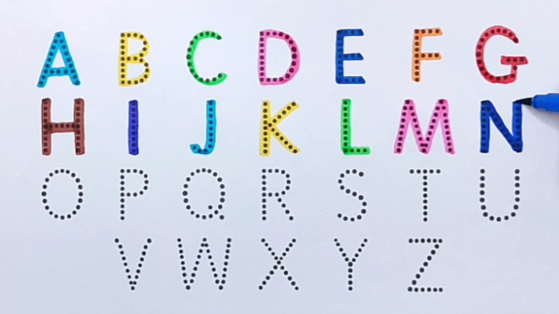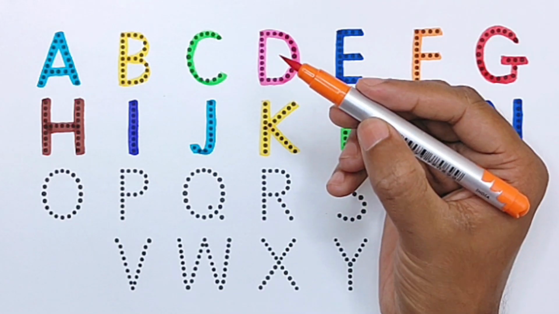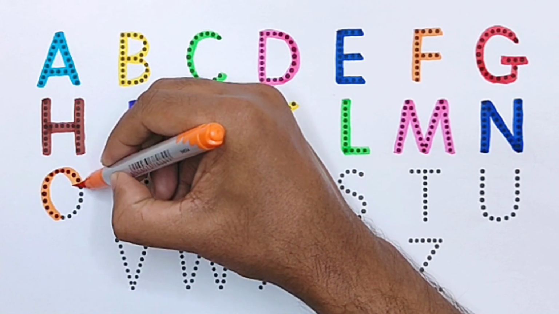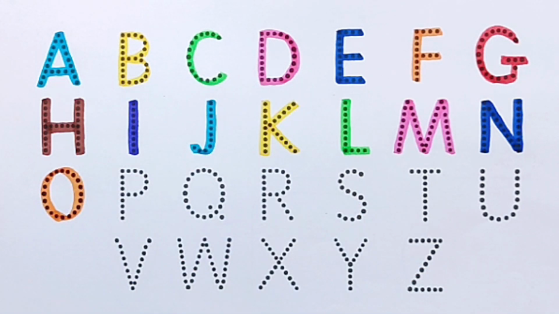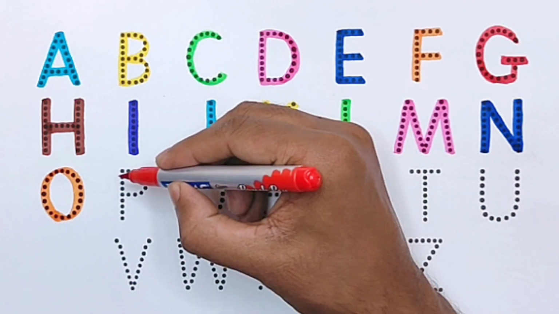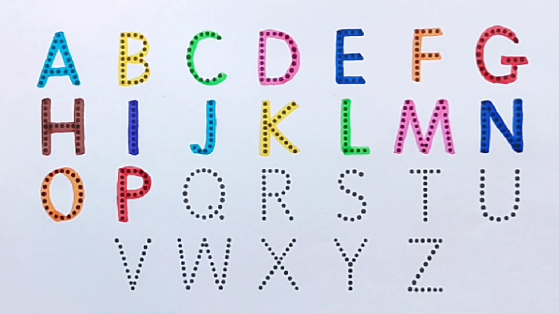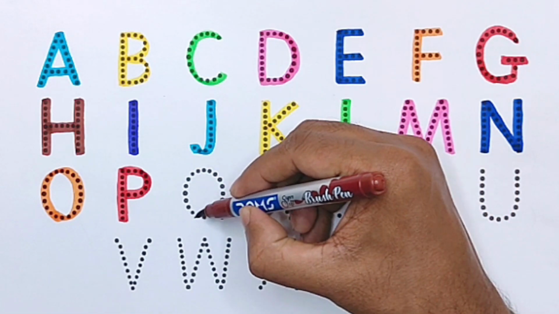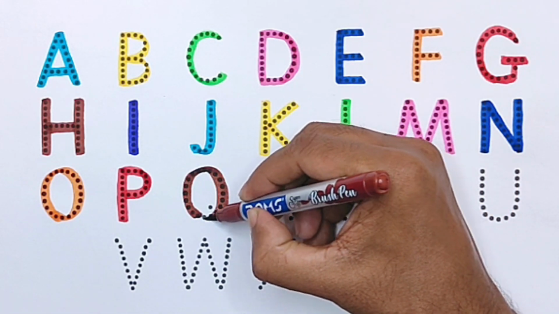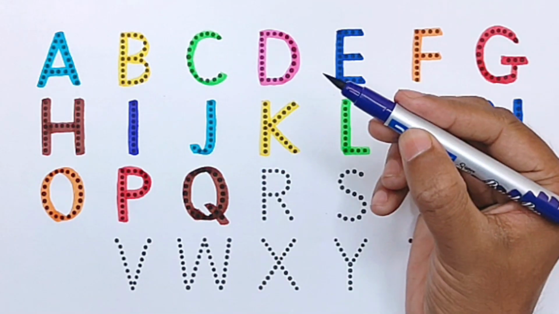N for nuts, orange color. O for onion, red color. P for pineapple, brown color. Q for queen, purple color.